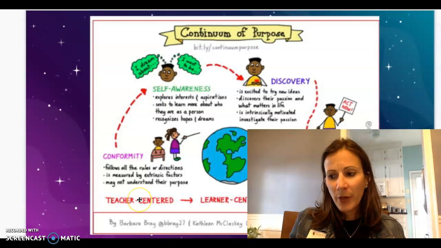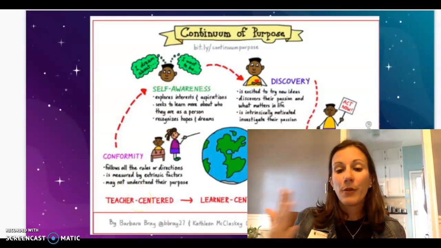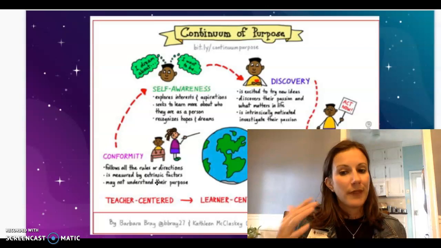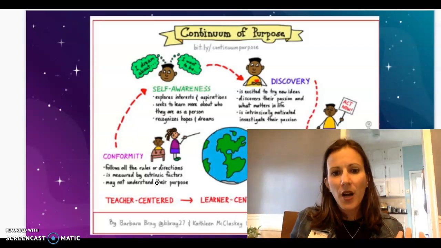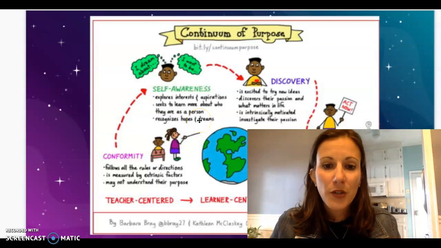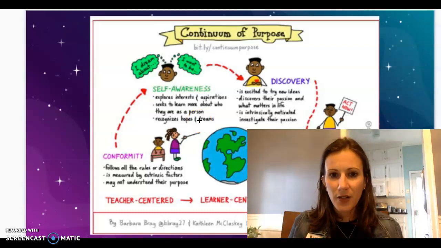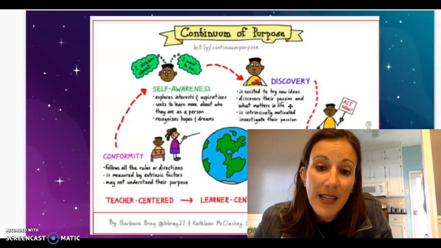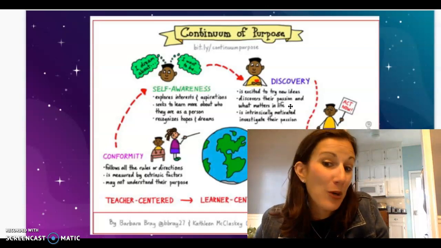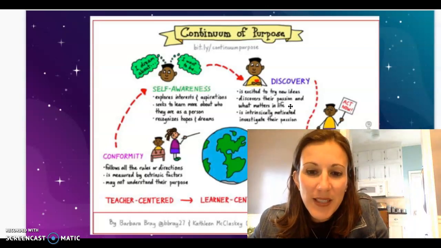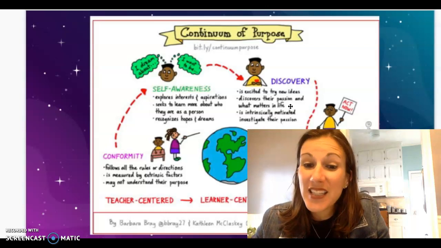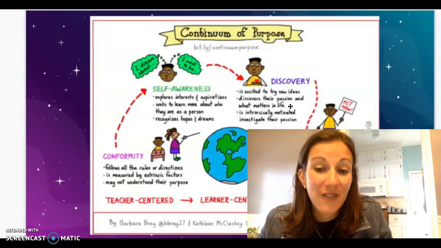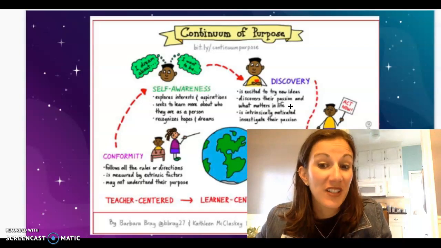When we look at the continuum of purpose, in relation to developing learner agency, you've got conformity. It relates to the first stage in pretty much every facet we've talked about. Self-awareness is where your students start to investigate things that are interesting to them. Discovery is pretty neat. This is when your students are excited to try new things. They're starting to figure out what their personal passions are. And then the last piece is making a difference. This is where your students are seeking problems. They're figuring out how to improve their community. They're making a big difference. They're fostering a meaningful existence, right?